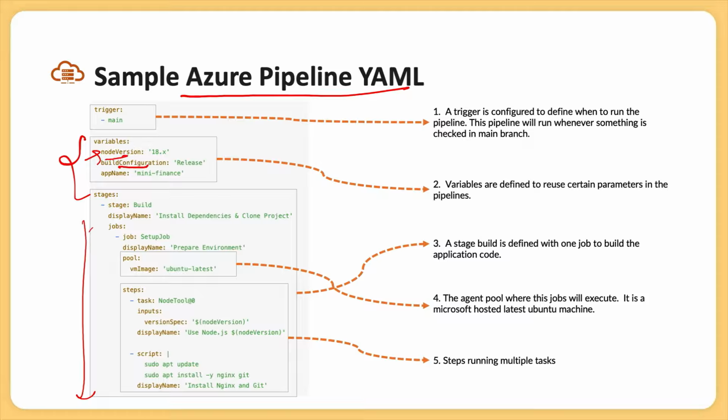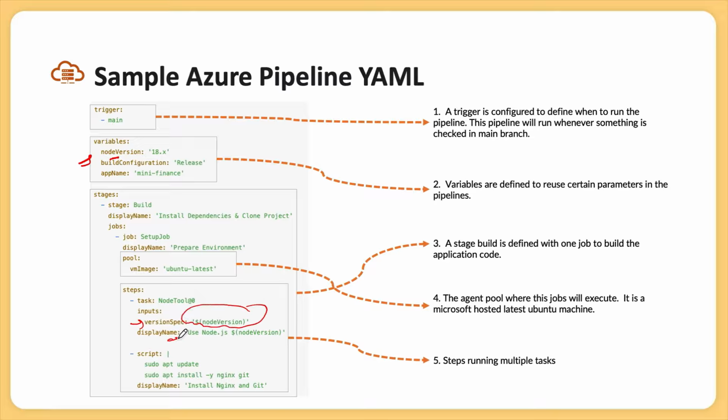Then the build configuration is release, and the app name is mini finance. If you see here, the variable node version is being used multiple times, again in the display name. Instead of hard coding those values, we have defined it in a variable. So all variables of this pipeline will go here.